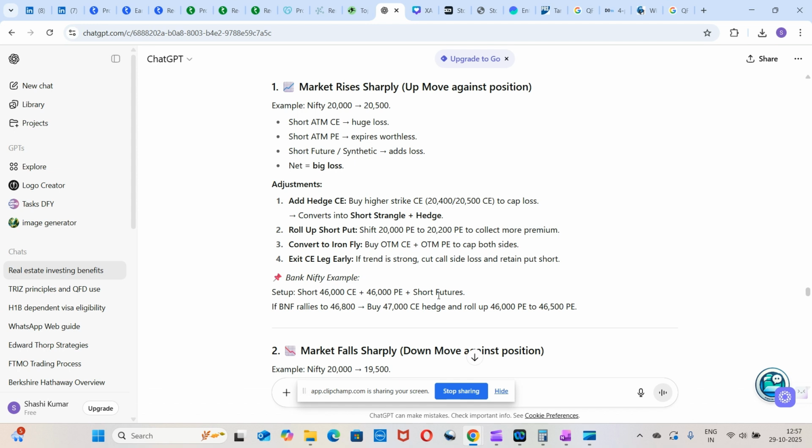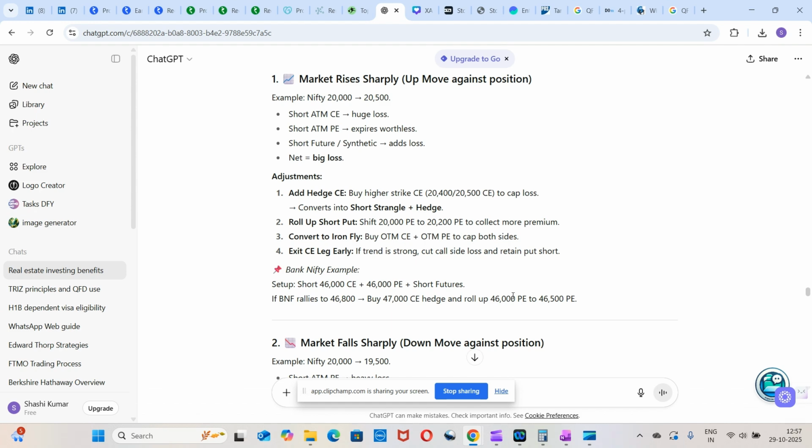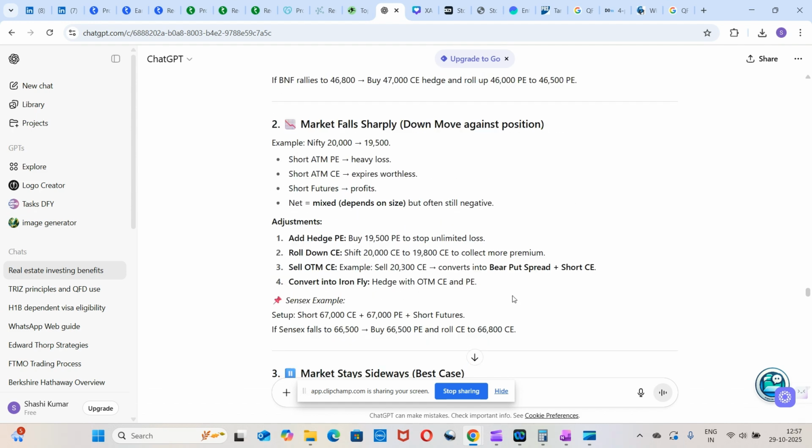The third is to convert into an iron fly. You buy an OTM C plus OTM P to cap both sides. You could also exit the C leg early. If the trend is strong, then cut that C leg. So that's what you need to do when the market rises sharply in the up direction.